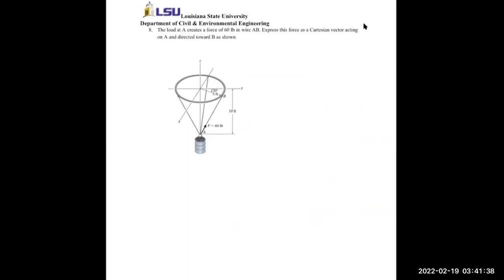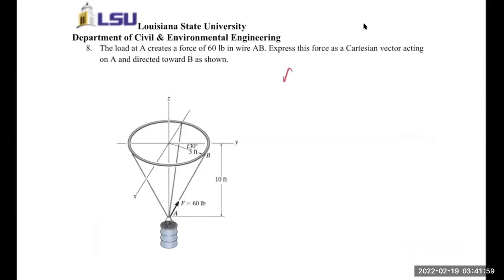Okay, problem A says the load at A creates a force of 60 pounds in wire AB. Express this force as a Cartesian vector acting on A and directed towards B as shown. So acting on A and directed towards B, R will be RAB, right? Because that's what it says in the problem statement. And let's find out what A is and what B is.